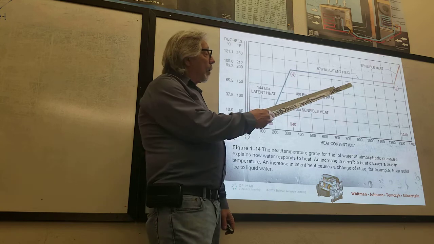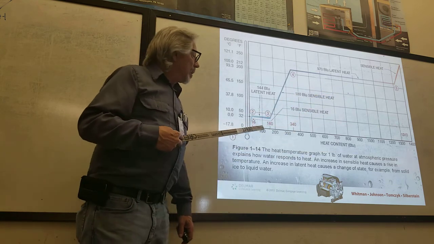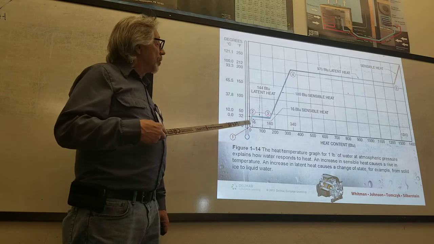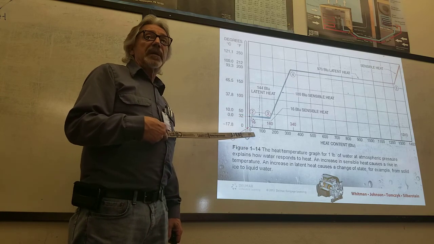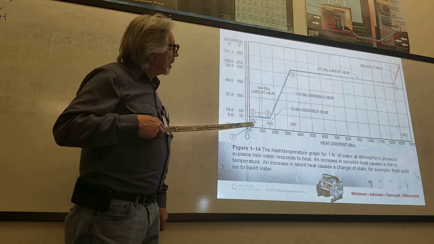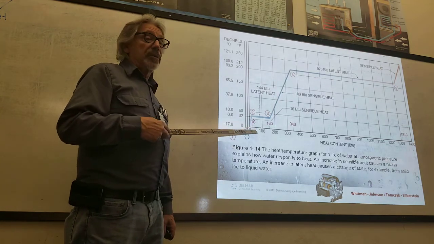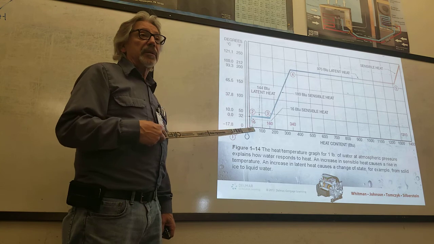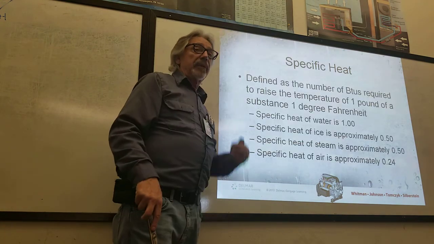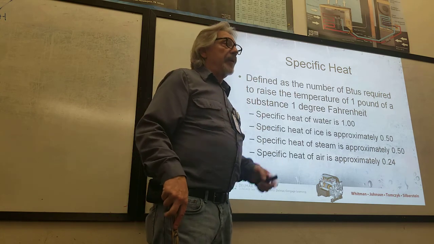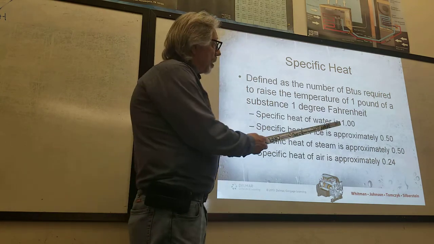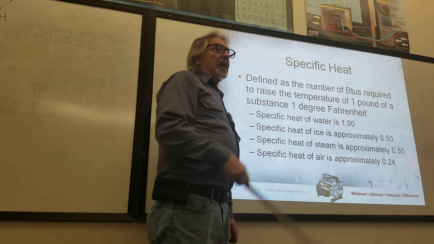Okay? Now if we look at ice down here, we're raising the temperature of ice from 0 to 32, how many degrees is that? 32. It's taking 16 BTUs to make that temperature change because ice is approximately 0.5. So does that kind of make a little bit more sense? Yep. So nothing's going to be higher than 1.